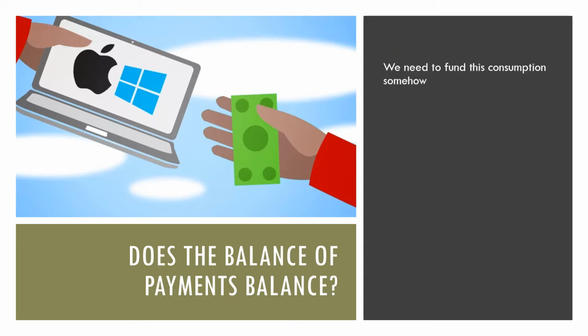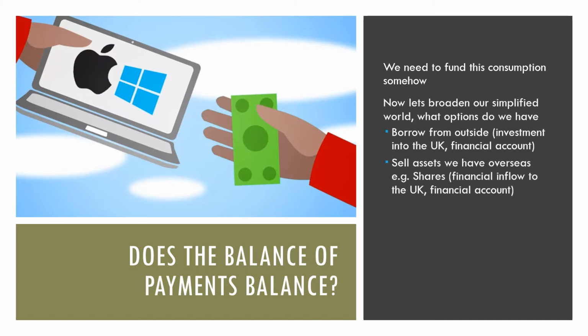We need to broaden this a little bit further now to explain how we might fund this consumption if we can't fund it through our own savings or through banks. What would we need to do in order to have a current account deficit, to spend more foreign currency than we receive? We would need to borrow from outside. Now that borrowing from outside will be a positive in the financial account, or perhaps we'd have to sell some of our assets to overseas investors, and again that would be a positive in our financial account.